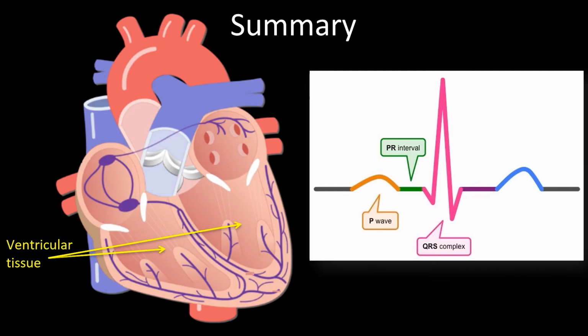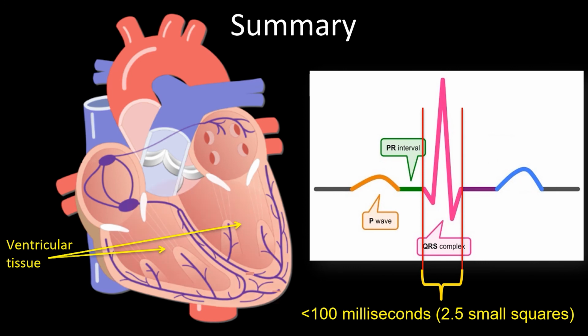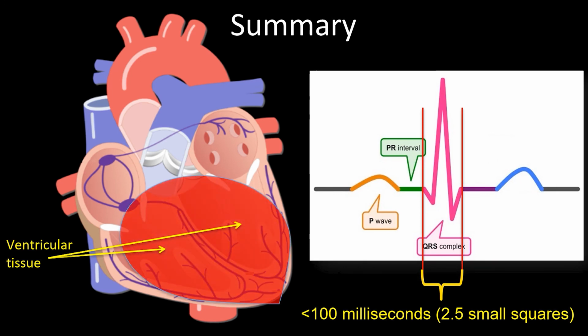So in summary, the QRS complex is generated by depolarization of the ventricles. The usual depolarization of the ventricles occurs through the His-Purkinje system, and both ventricles depolarize simultaneously, generating a narrow QRS less than 2.5 small squares.